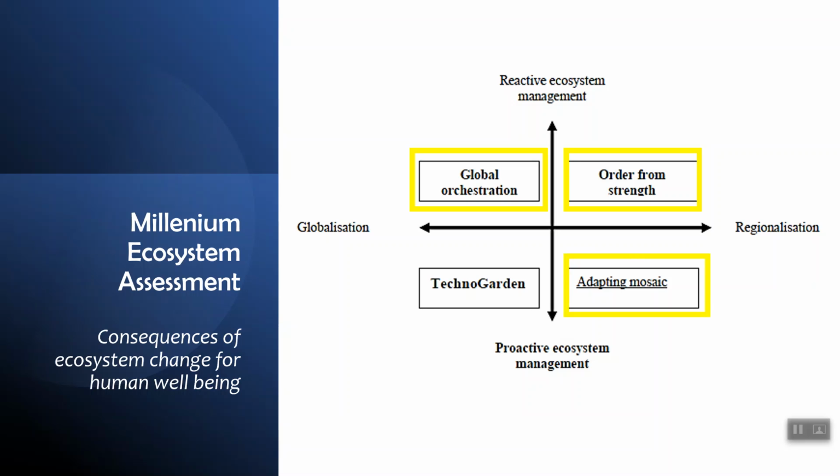Adapting mosaic, in this scenario, societies developed a strongly proactive approach to the management of the environment. Economic growth rates are somewhat low initially, but increase with time, and the population in 2050 is nearly as high as order from strength. And finally, in the techno garden, this scenario depicts a globally connected world relying strongly on environmentally sound technology. Economic growth is relatively high and accelerates, while the population in 2050 is in the mid-range of the scenarios.